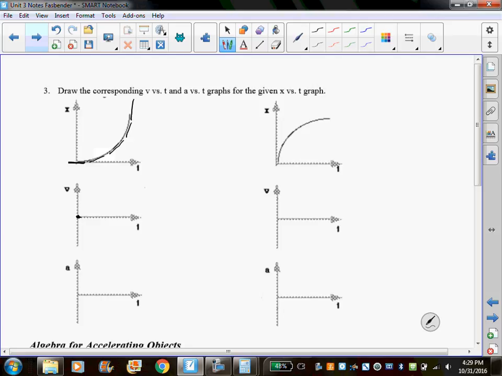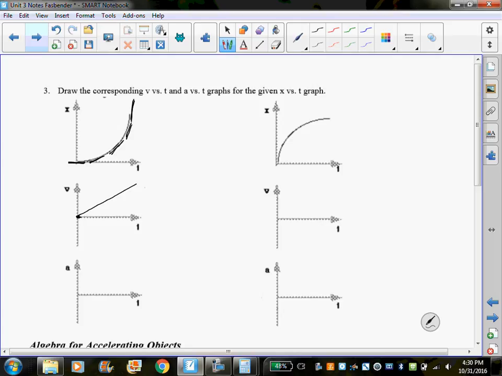And as we move on in time, these tangent lines have a steeper and steeper positive slope, which means that our velocity must be getting bigger and bigger. So we end up with a velocity versus time graph that is a straight line with a positive slope.